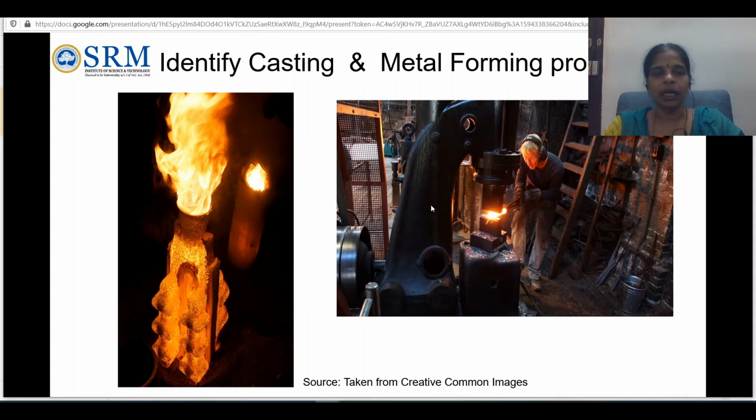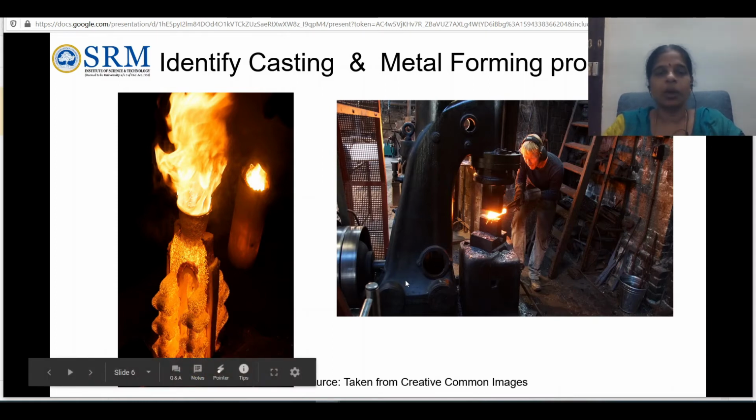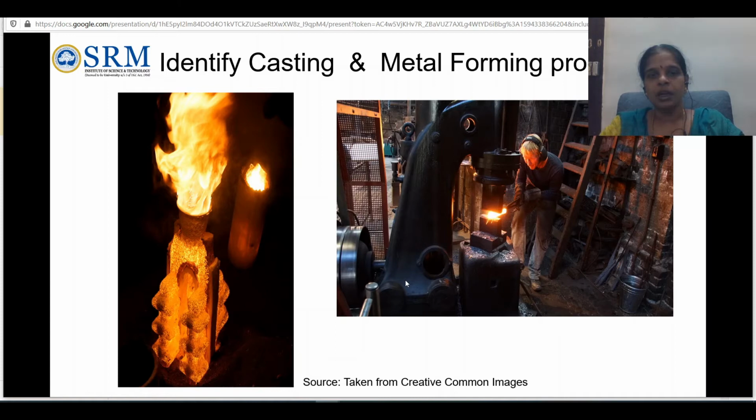So basically, these two processes are not involved in any metal removal. For example, take a machining process. If you want to get some product, you remove the unwanted material layer by layer in the machining process, which we are going to discuss in the next unit. Whereas in casting and metal forming, we are not removing any material. We are just converting the metal from one form to another. In casting, from a liquid state, that is the molten state, to the solid state. Whereas in metal forming, from solid state to solid. Just by applying a mechanical force, we are changing the cross section of it.